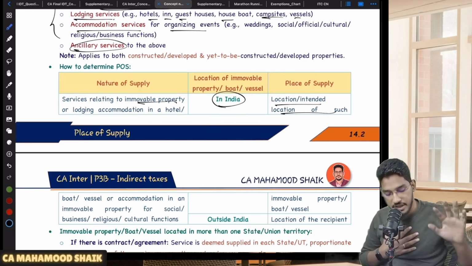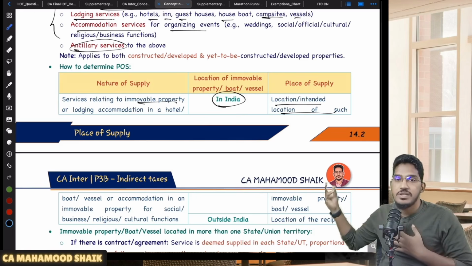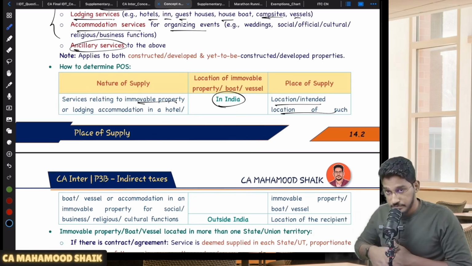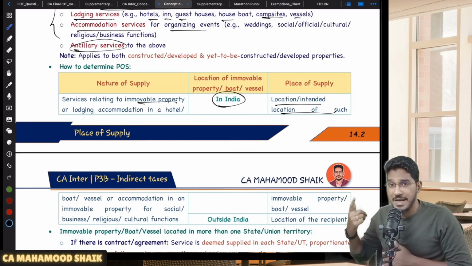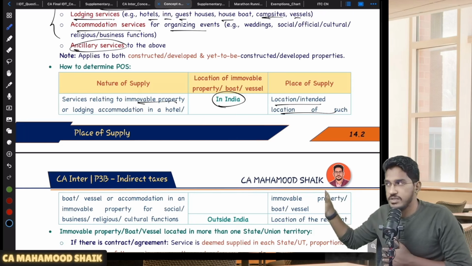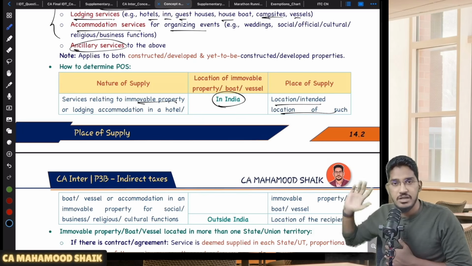Let us say I'm an architect in Chennai. There is a recipient who is in Hyderabad. He asked me to provide a building plan for a building which is supposed to be constructed in Bangalore. So what will be the place of supply? The location wherever that immovable property is intended to be located. What is it? Bangalore, which is Karnataka state. Place of supply will become Karnataka.